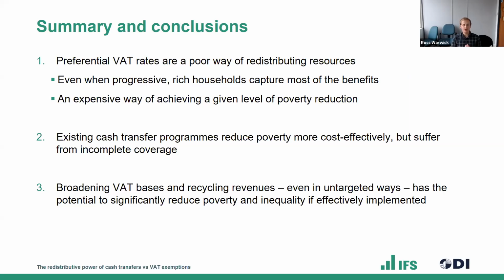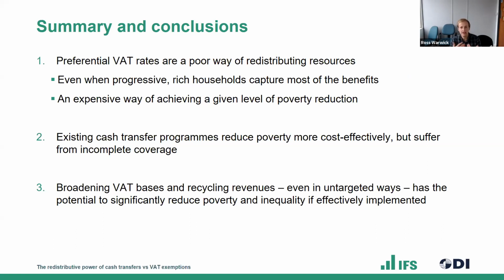So I'll just wrap up now with summary points. Ultimately, we conclude that preferential VAT rates are not a good way of redistributing resources, mostly because rich households just capture most of the benefits, which means these are an expensive way of achieving a given level of poverty reduction. While existing cash transfers would reduce poverty more cost effectively, their incomplete coverage would mean they would have gaps, and so some households would be made worse off if we just relied on existing programs to compensate for a broader VAT base.